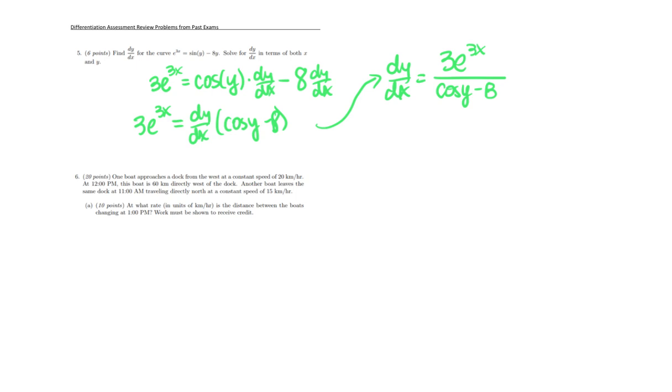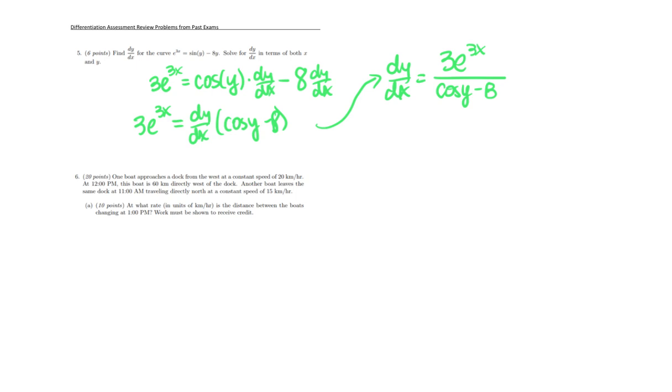Okay, for the next one, this is a related rates problem. One boat approaches a dock from the west at a constant speed of 20 kilometers per hour. At noon, this boat is 60 kilometers west of the dock. Another boat leaves the same dock at 11, traveling directly north at a constant speed of 15 kilometers per hour.